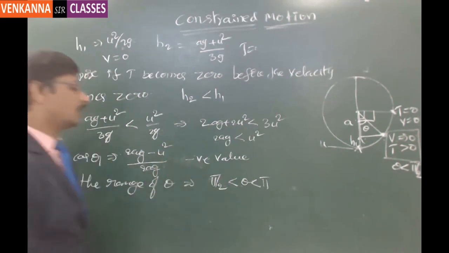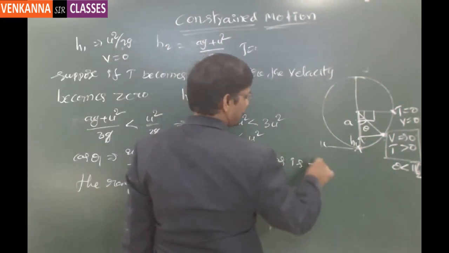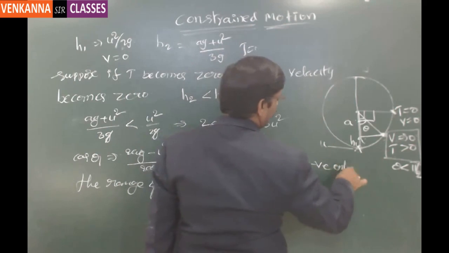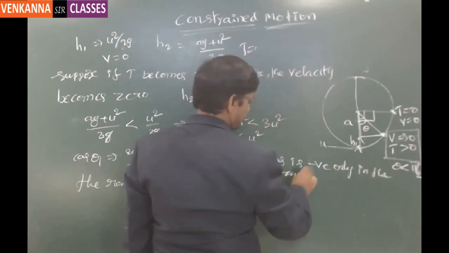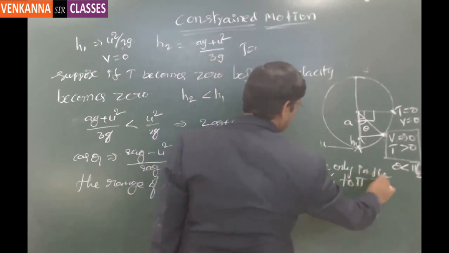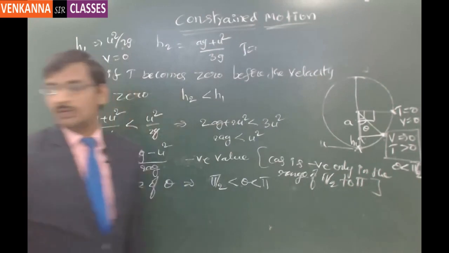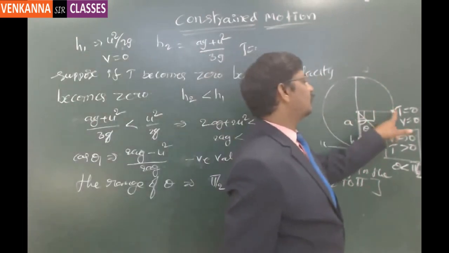So cos can be negative, cos is negative only in the range of pi by 2 to pi. Hence the tension can become 0 before the velocity only within the range of this location, pi by 2 to pi.